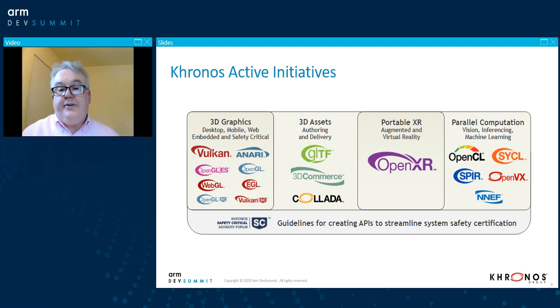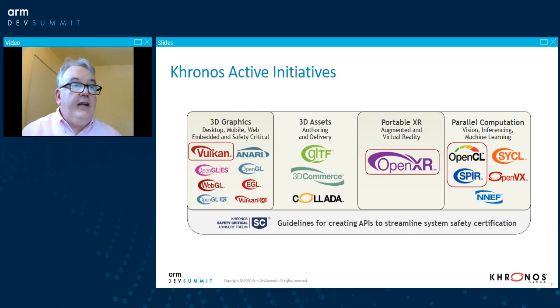So here are the most active standards currently being developed by Khronos. There are four main groupings: 3D acceleration APIs, including Vulkan, OpenCL ES, and WebGL, initiatives around 3D asset formats, including glTF and the new 3D Commerce Working Group, and the OpenXR API standard for portable augmented and virtual reality. And lastly, a family of APIs and languages for parallel computation. But today, we are going to focus on these four highlighted standards: Vulkan, OpenXR, OpenCL, and SPIR-V.